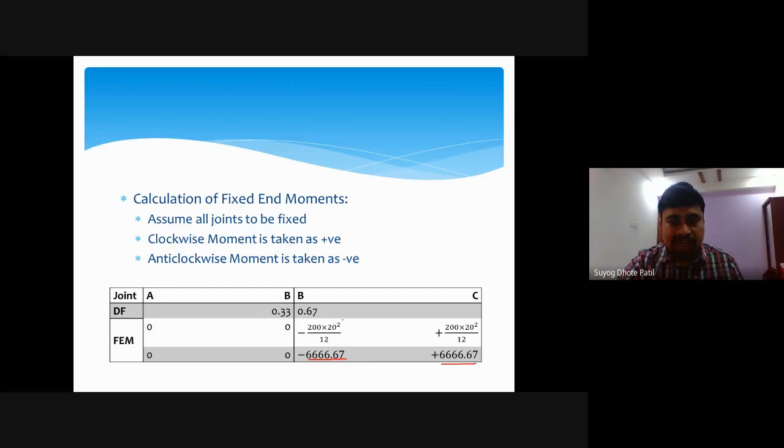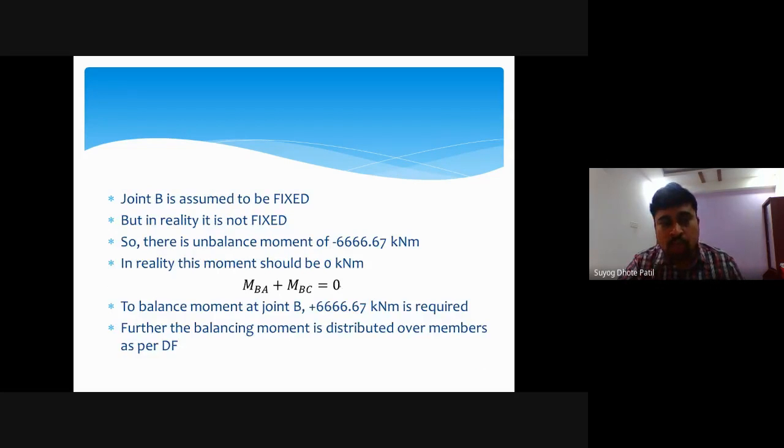So we have distribution factors. Now we have this minus 6666.67. This value will be distributed according to these distribution factors over this beam AB and over this beam BC. Again, joint B is only assumed to be fixed, but in reality it is not fixed, it is hinged. That's why the moment is zero. So it is an unbalanced moment, which we can say is minus 6666.67. It is an unbalanced moment.